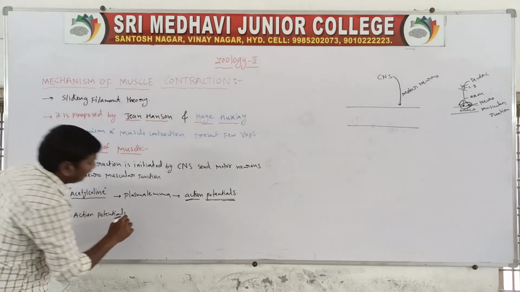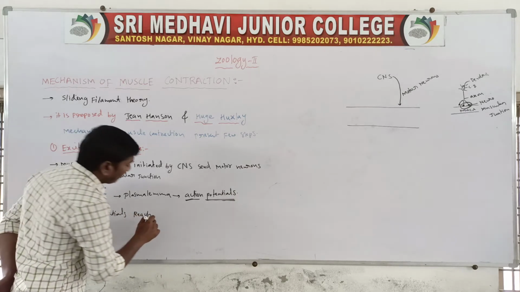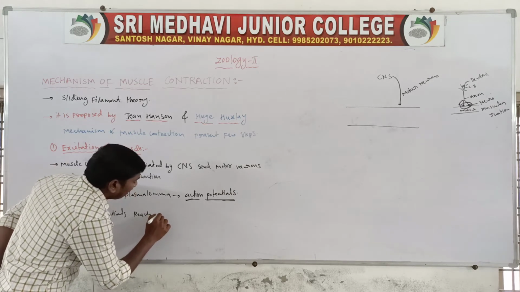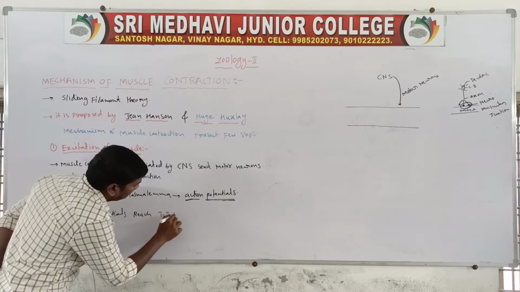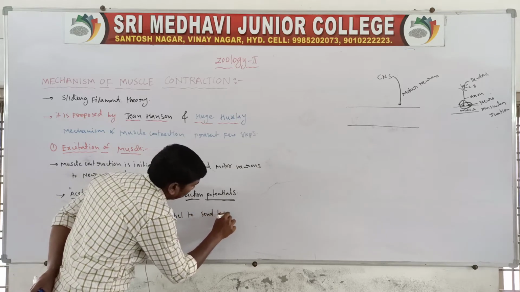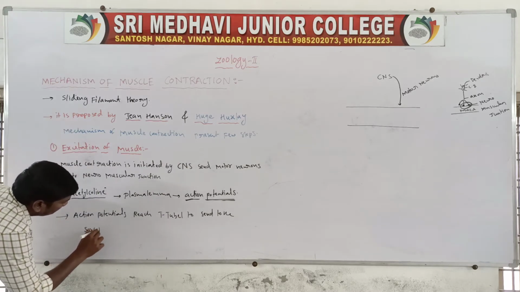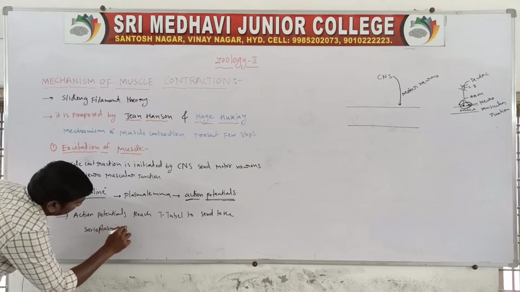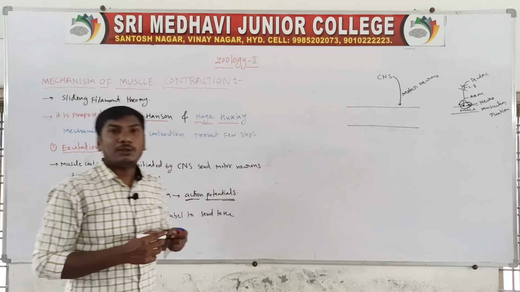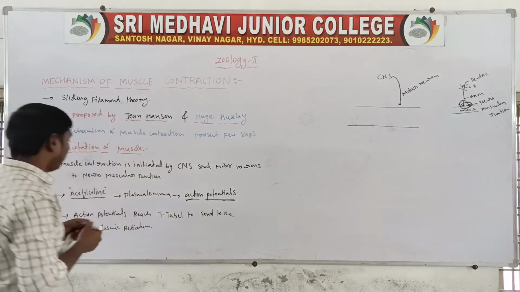The action potentials reach the T-tubule and are sent to the cisternae of the sarcoplasmic reticulum. The impulse is sent through the T-tubule to the cisternae of the sarcoplasmic reticulum.